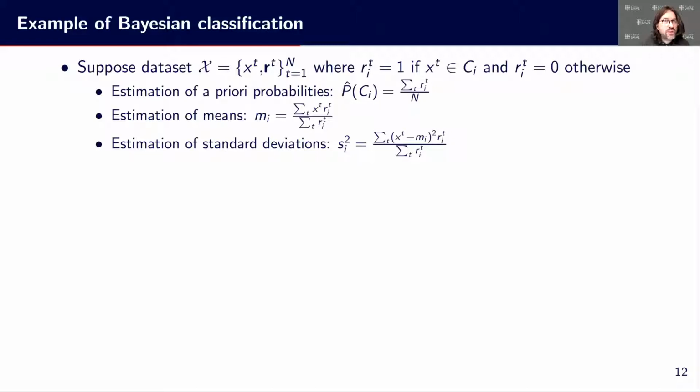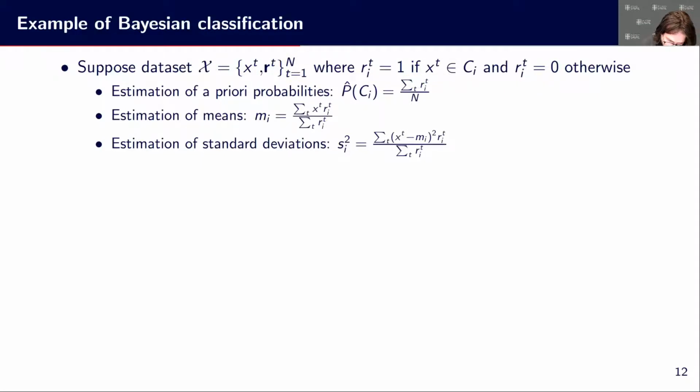As an example, let's suppose that we have a data set, a big X, made of x^t and r^t over several classes. This r^t is in fact a 0-1 vector, where we have one value equal to 1, r_i^t equals 1 when x^t is from class Ci. Otherwise, r_i^t is equal to 0, which means that the sample x^t is not coming from class Ci.